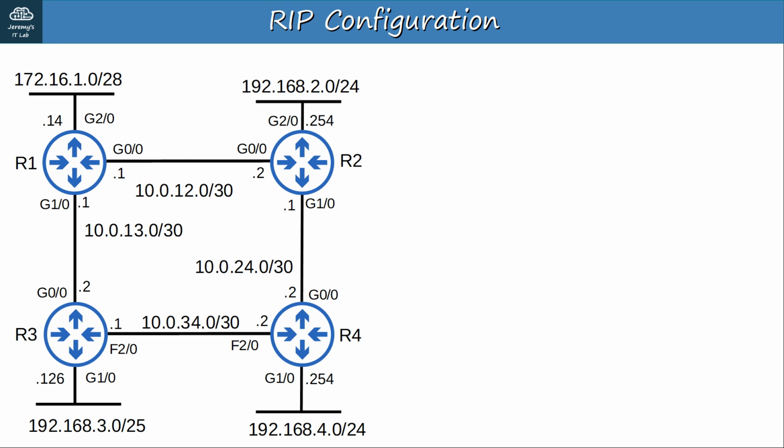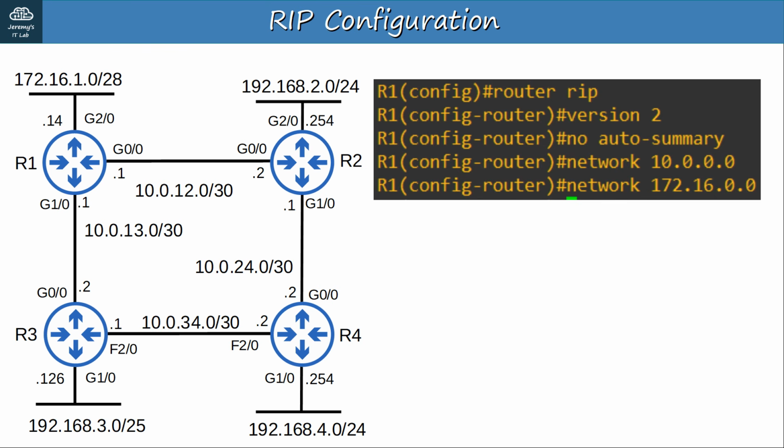So assuming all of the other routers have already been set up with RIP, let's just configure R1. Here is the basic setup. First, enter RIP configuration mode with the command router RIP. You can see under that the prompt now says config router instead of just config. Next, configure the router to use RIP version 2 with the command version 2. This isn't necessary, but you should always use version 2 if you're going to use RIP.